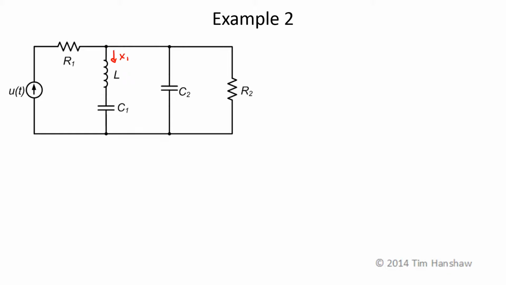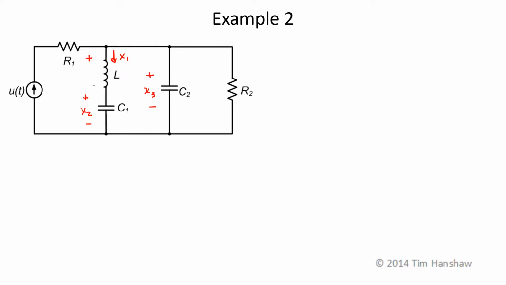I can define a state variable as the voltage across this capacitor, x2. And I can define another state variable as the voltage across the capacitor C2, which will be x3. In order to make things easier later on, I'm going to go ahead and label the voltages across the inductors and the currents through the capacitors.